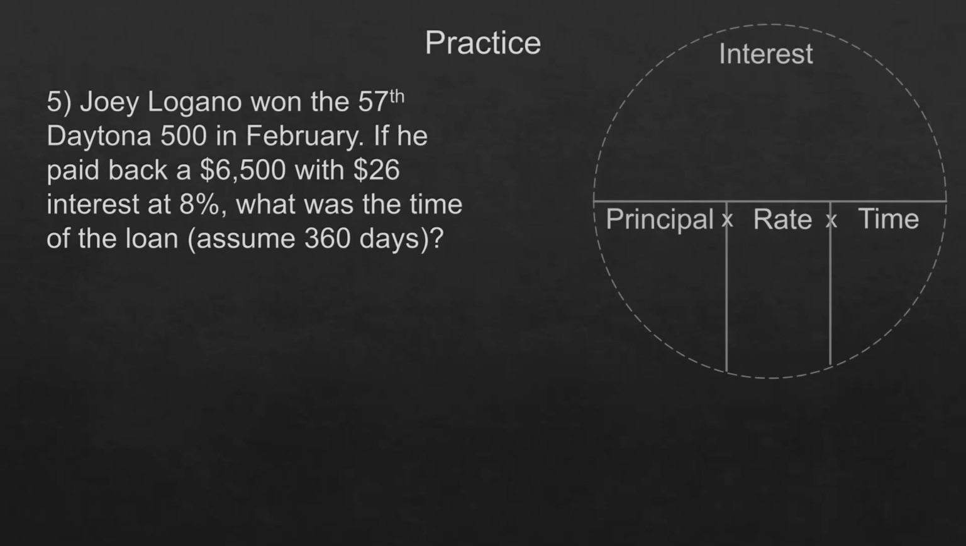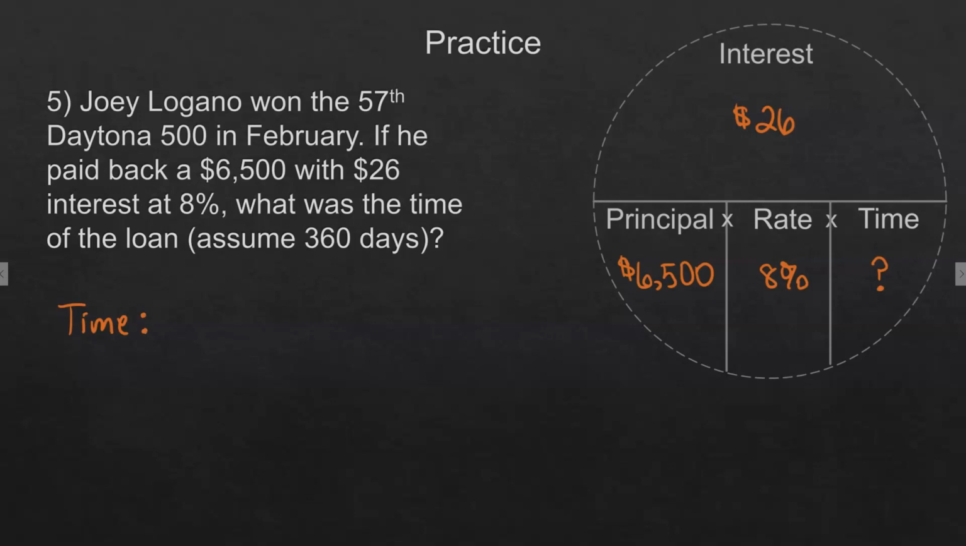Let's fill out our circle. We have $26 in interest. Our principal is $6,500. Our rate is 8%, and we are looking for the time. I'll explain how to convert this once we get there. Time. We're looking for the time.